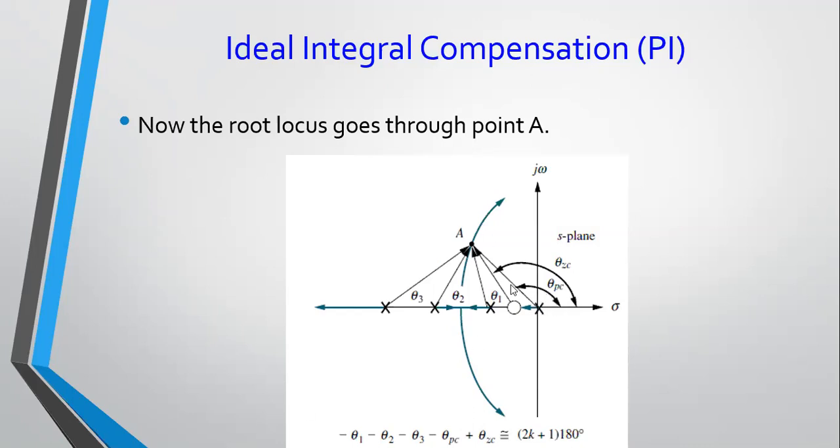By adding the pole here, you've created this angle, which is known as theta PC. So it's a compensated angle for the pole. Now you would want to add a zero so that you get a positive angle which is almost the same as this angle. Because when you do the sum here, you want these two to cancel out so that you are at the same point you were before.